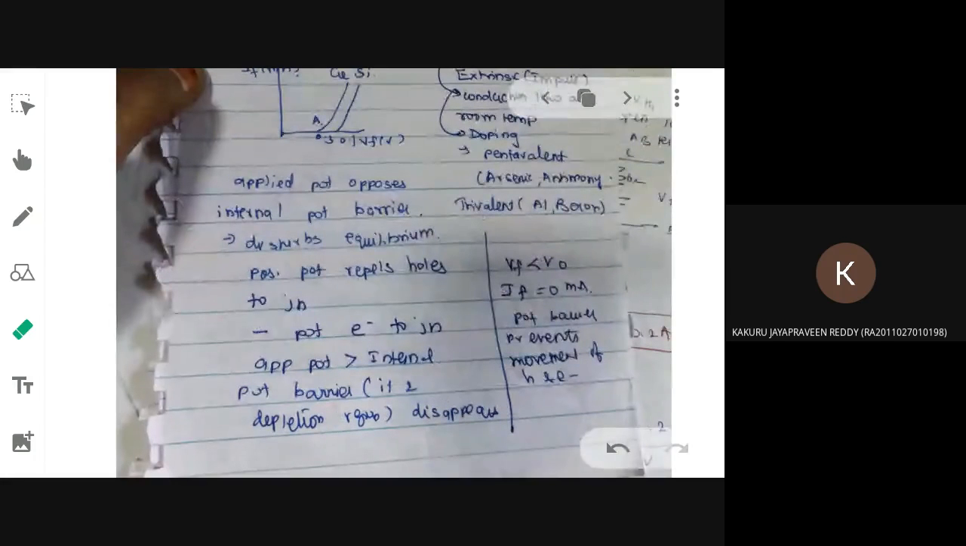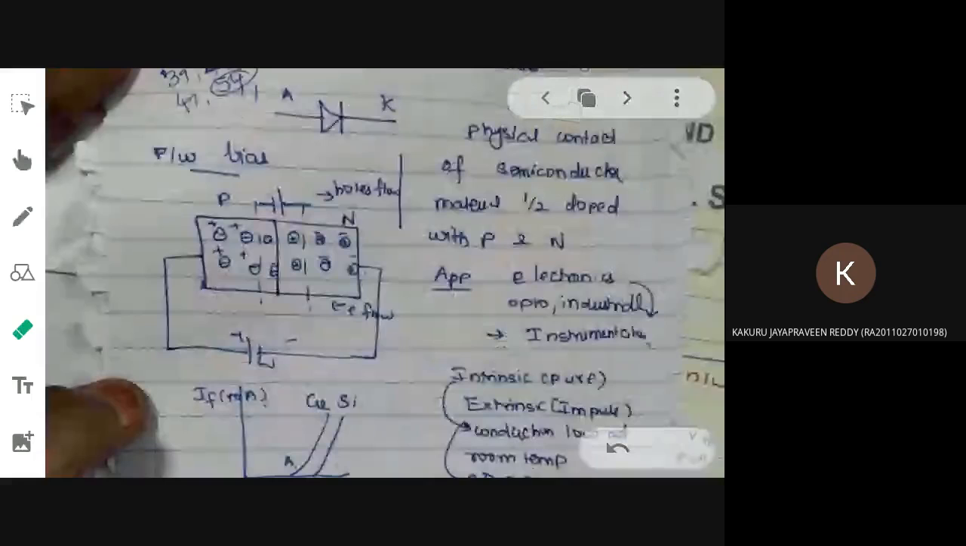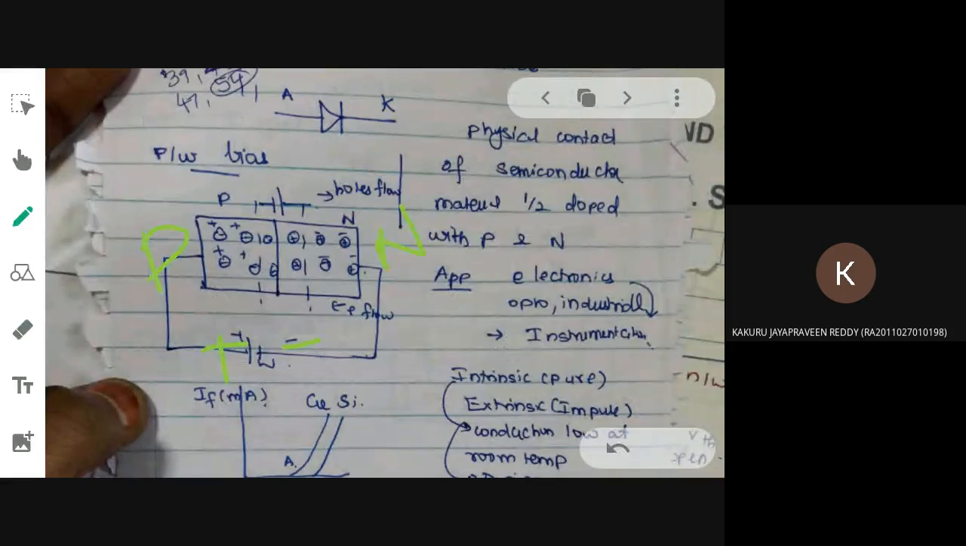So that internal barrier region is also called the depletion region. Next, let us see what will happen if you give a reverse bias condition. Now instead of connecting plus to P and minus to N, I am going to reverse this. I am going to give negative here and positive here.